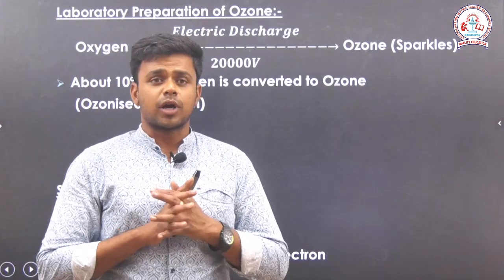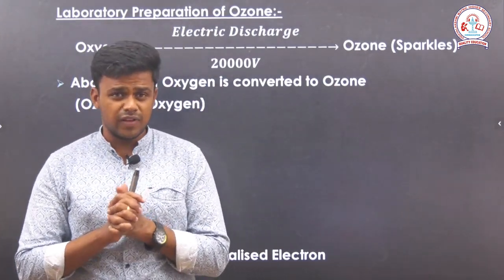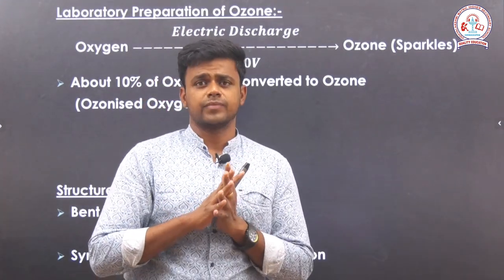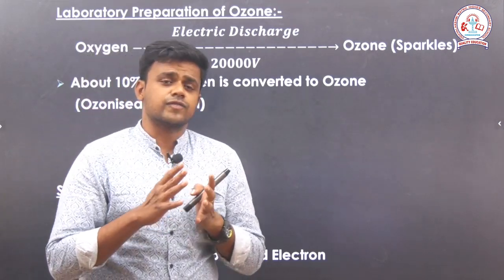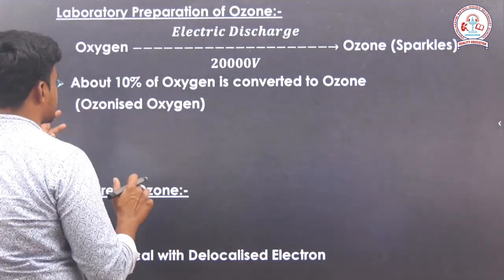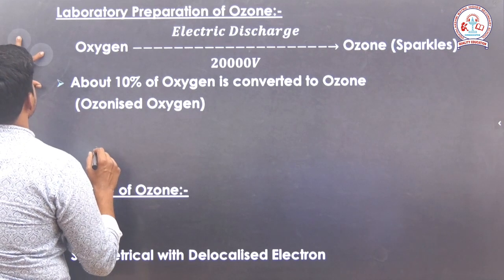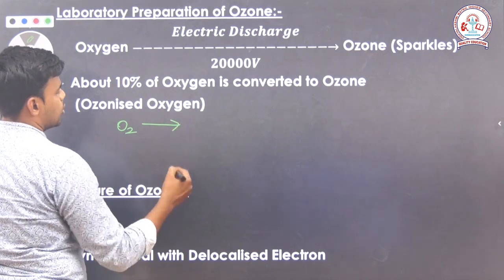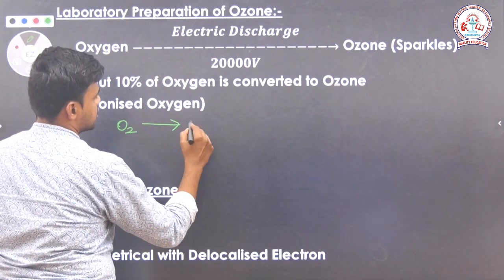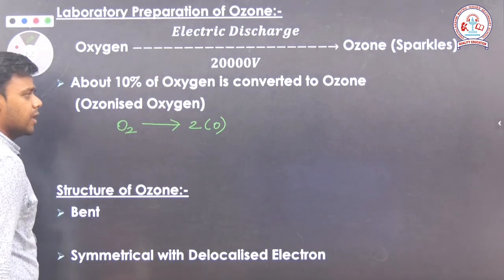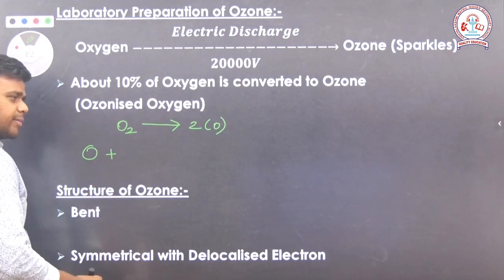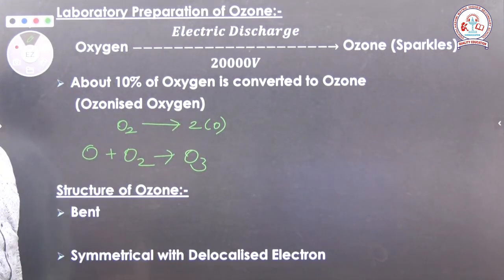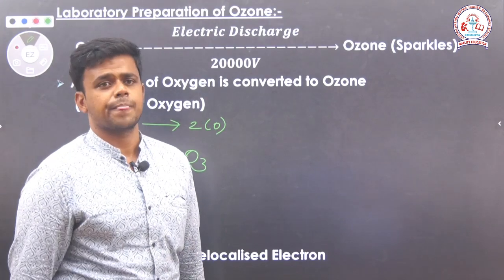How is it prepared in the laboratory? This molecular oxygen will be subjected to an electric discharge, which will generate 20,000 volts. This 20,000 volt electric discharge causes a reaction. What is that reaction? See, as I said, the molecular oxygen, with the help of UV light or with the help of an electric discharge, will become atomic oxygen. This atomic oxygen is unstable. This will obviously trigger the other molecular oxygen to form ozone. So, this happens over here. Wherever the ozone forms, this happens, right.